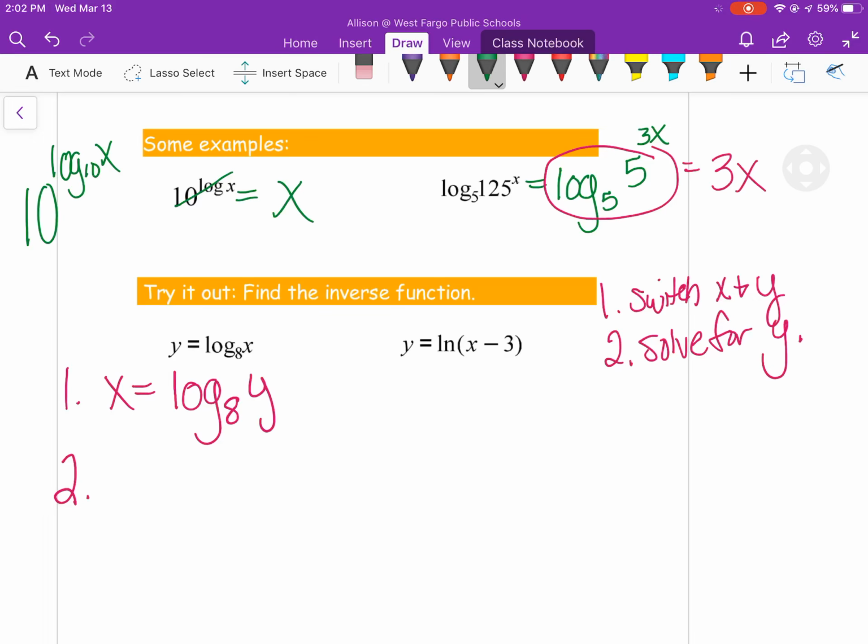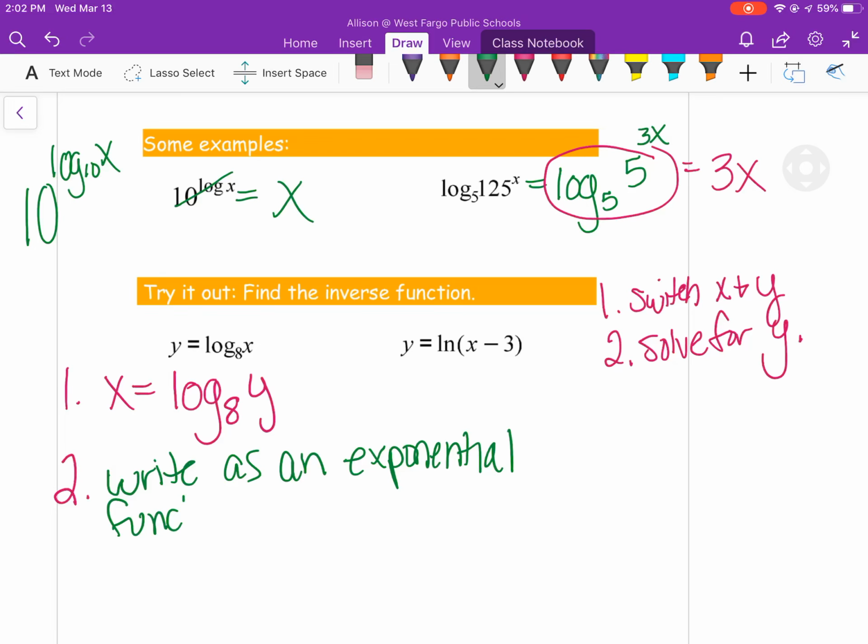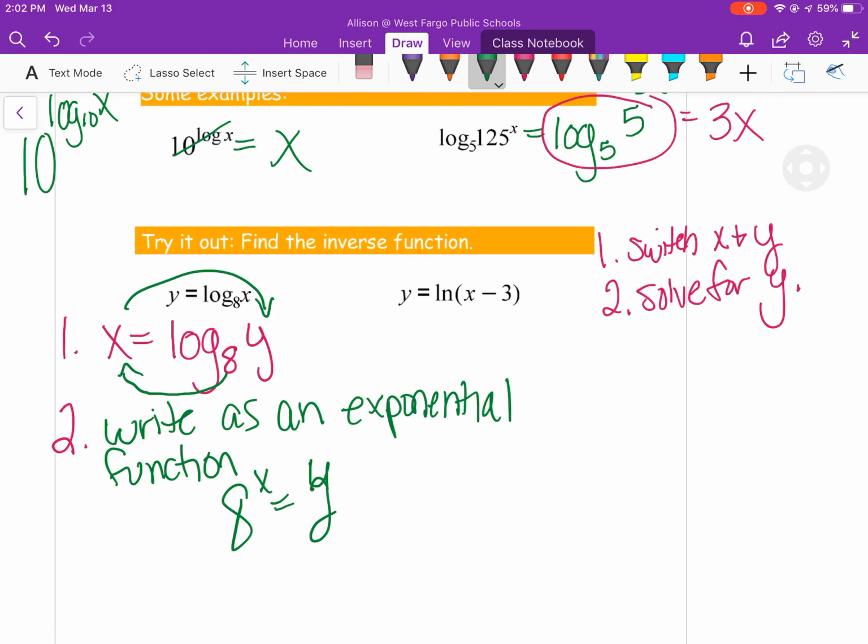And I'm going to rewrite it as an exponential function, and that'll help me solve for y. So remember, to do that, you do the base to the power of x, or whatever it's equal to, will equal y. So 8 to the x equals y, and that one's already solved for y then.